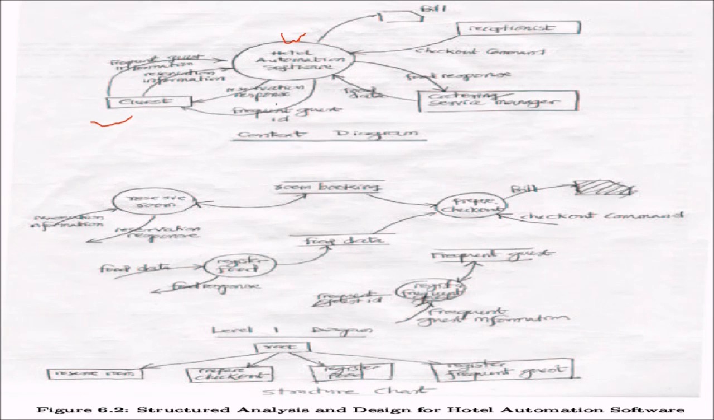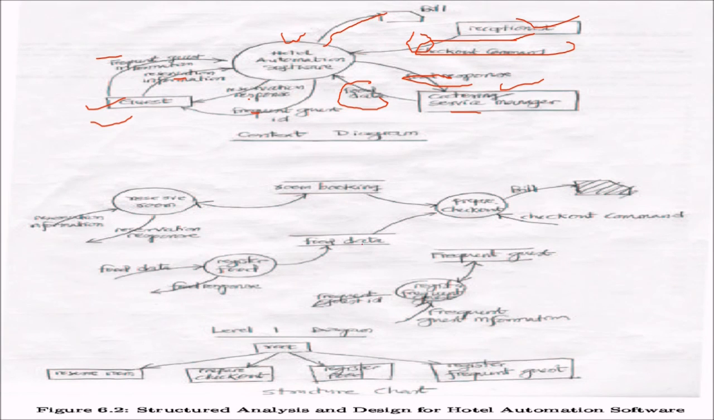In this, first we have three entities: the guest, the catering service manager, and the receptionist. The guests may perform some operational query like reservation information, then some frequent guest ID also, and responses and frequent guest information. The catering service manager must know about the food and the response to the food, and the receptionist may check out information or check availability, and the bill also can be produced. This is the context diagram.